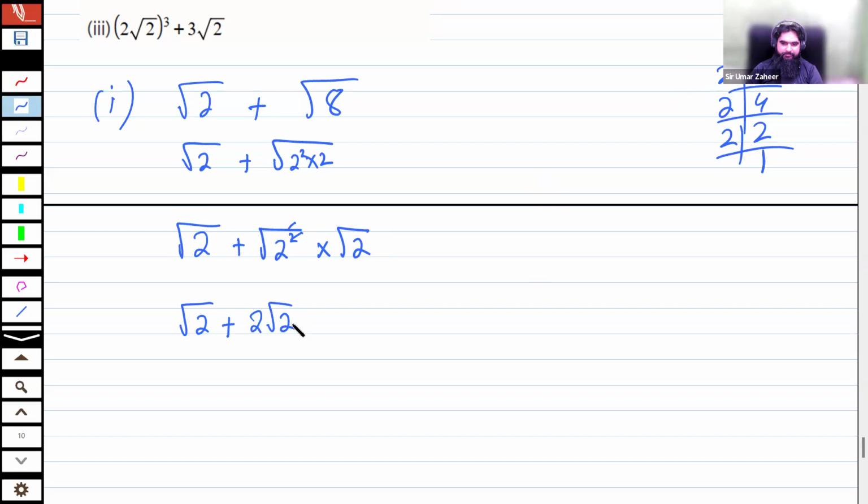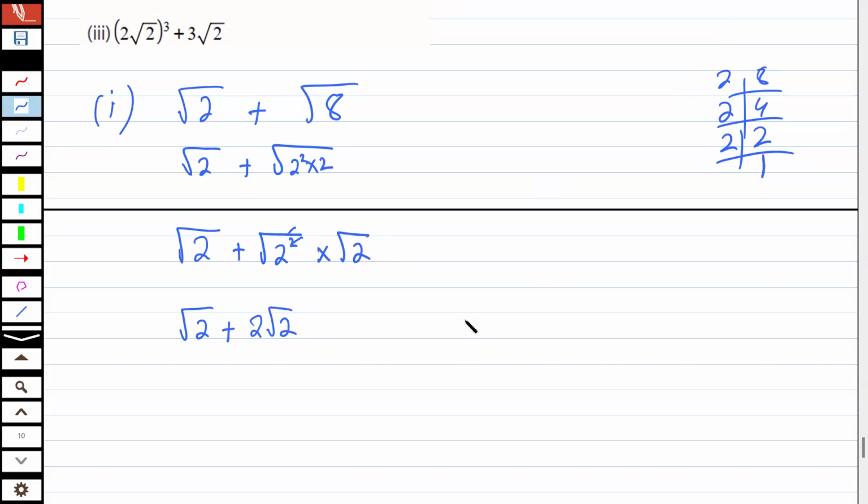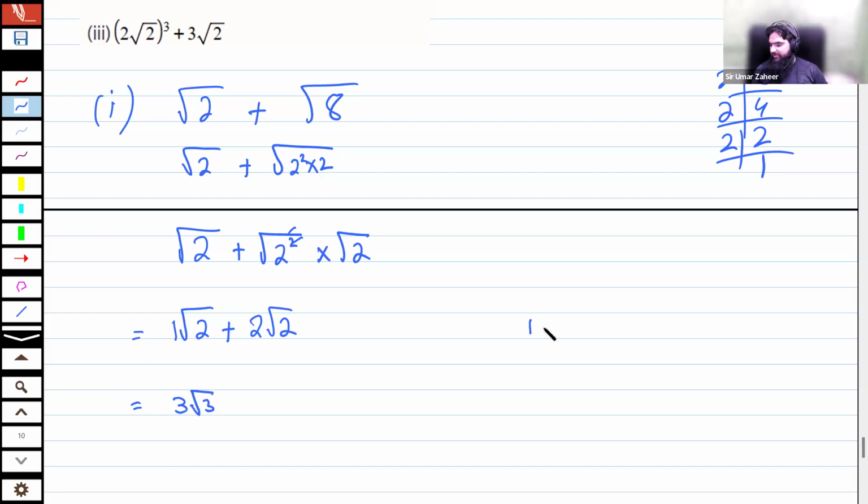Any doubt till here? No, sir. Okay, now you have 1 square root 2 plus 2 square root 2. So 1 plus 2 will be 3 square root 2. It is the same as when you have 1x plus 2x, so that will be 3x. They are the same kind, so you add them: 1 plus 2 is 3 square root of 2. So this is how you simplify them.